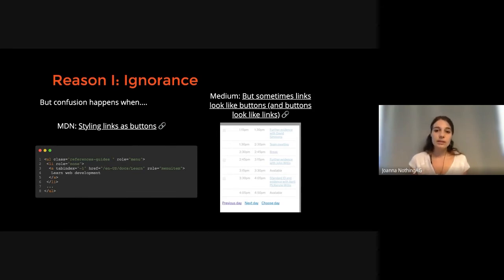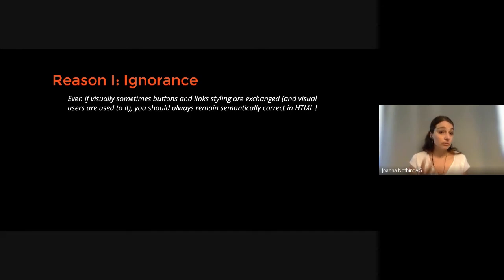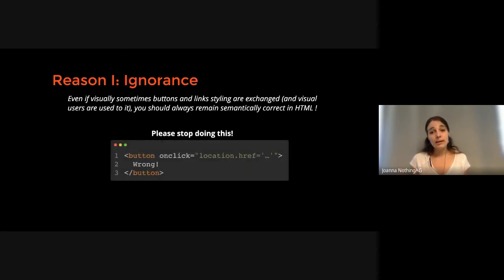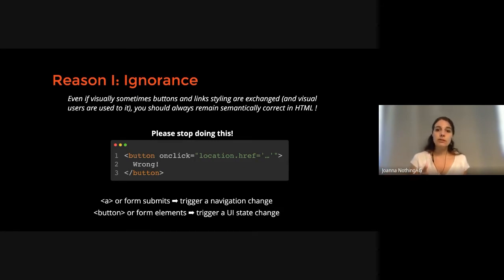So the takeaway message here is, even if visually sometimes buttons and link stylings are exchanged, and actually visual users are used to it, you should always remain semantically correct in HTML. So typically, don't do this. Even if you have a navigation menu item that looks like a button visually, you should not use a button tag in a navigation case, but instead an anchor tag. As a rule of thumb, we can say that anchor tag or form submits should trigger a navigation change, whereas button tag or form elements should trigger a UI state change.